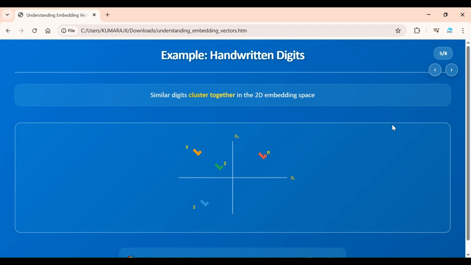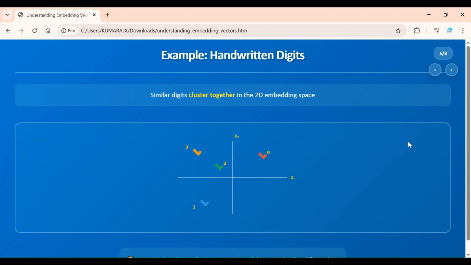Notice how all the zeros are clustered together in red and all the ones present in the data set are clustered as blue. This is semantic clustering in action. The neural network has learned that all variations of the three share common characteristics, so it places them closer together in embedding space. When digits look alike, like 6 and 9, they're positioned closer to each other than to very different digits like 1 and 0.